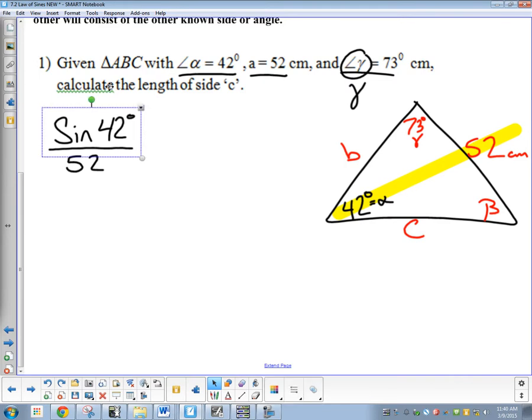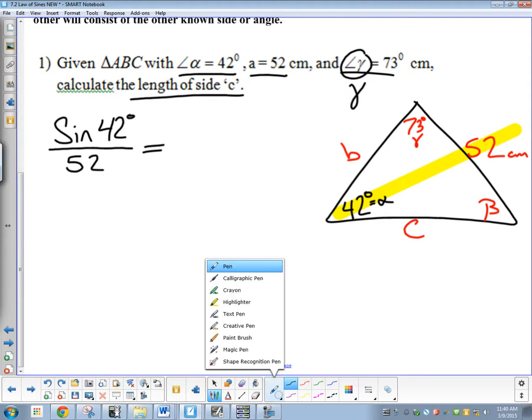We set up a proportion, sine of 42 over the side length. Okay? Once we figure out the two things that we know across from each other, we can solve for any other thing that we want. Okay? What side do you want to solve for in this problem? What does it say? We're trying to find C.